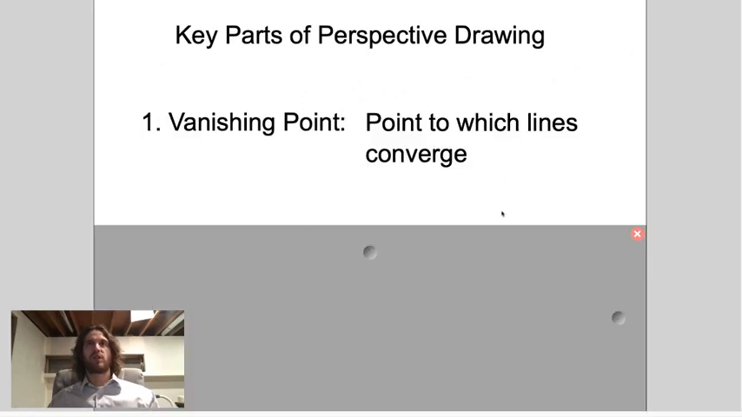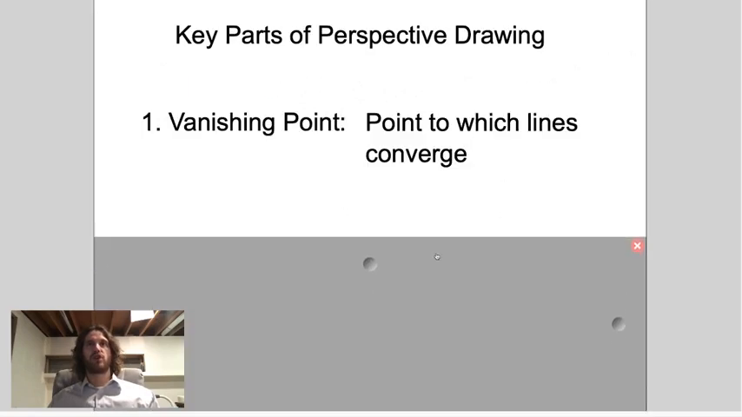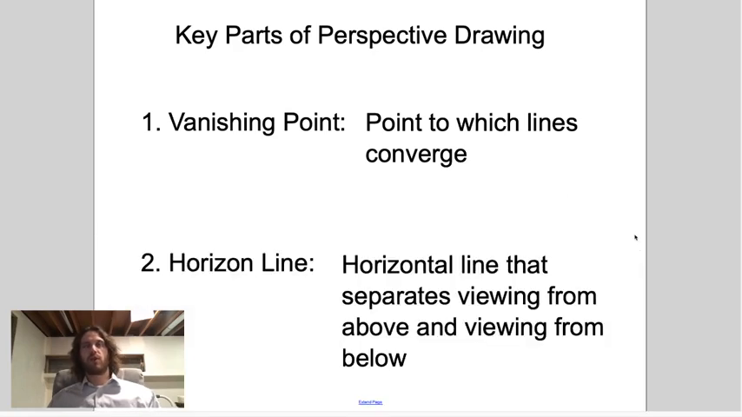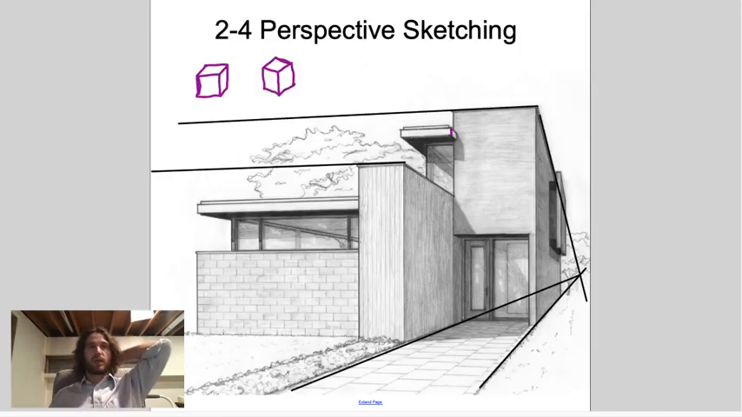The vanishing point is the point to which lines converge. The horizon line is the horizontal line that separates viewing from above and viewing from below. So if you look back here, you'll notice on the right side of the building, the lines are headed down as we go to the right.